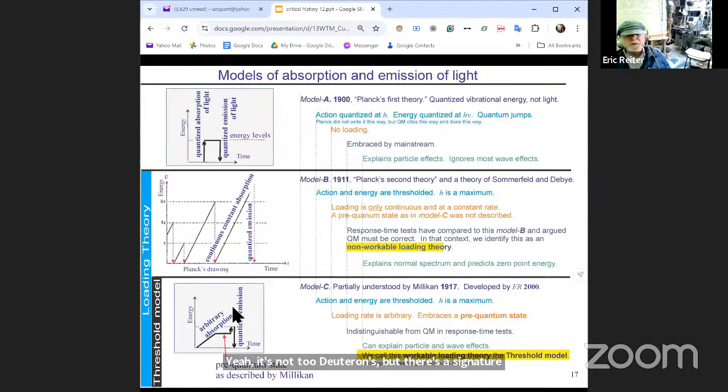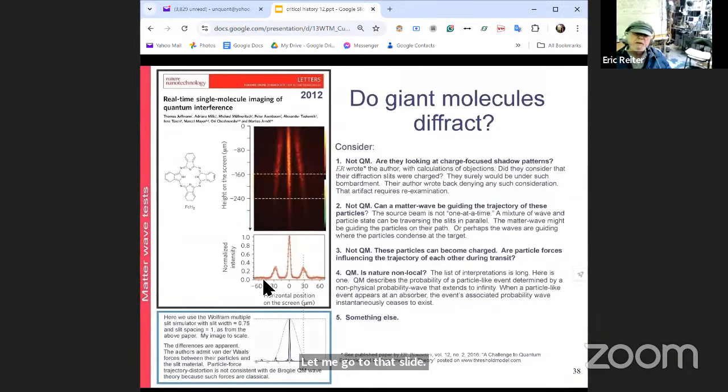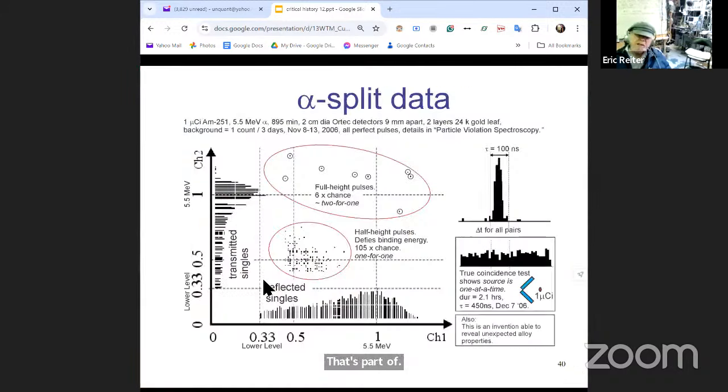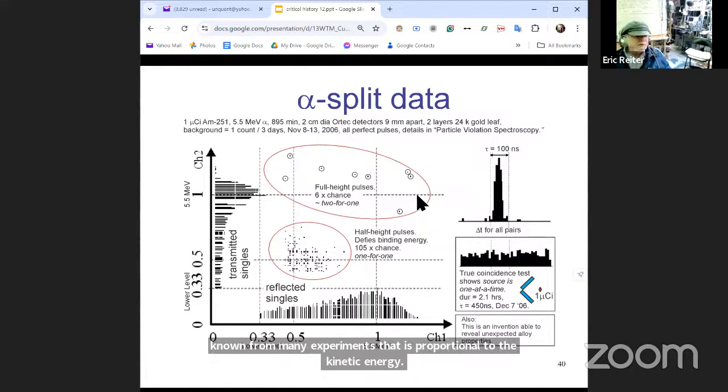That's part of, let me go to that slide. That's part of the experiment. You see a lot of half height pulses, but that doesn't explain everything. It's these full height pulses that are the stronger result of the experiment, that I defy chance by getting. The pulse height is known from many experiments to be proportional to the kinetic energy of the helium.